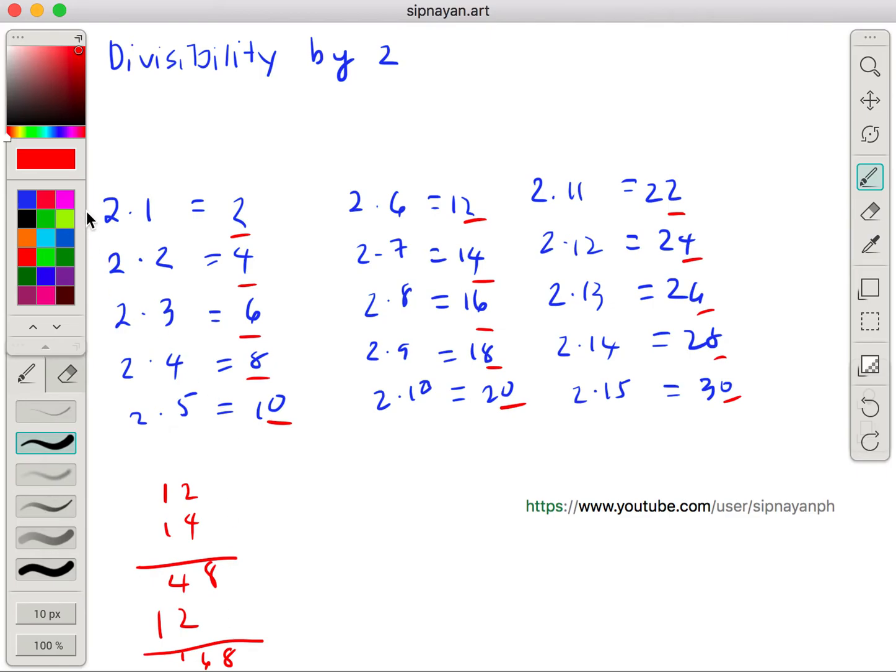Now, notice that the product of the units digit ay mapupunta dito. No? Itong product nitong dalawang to ay mapupunta dito. At palagi, pag nag-multiply tayo using this algorithm, bababa yan. Wala siyang katapat dito. No?